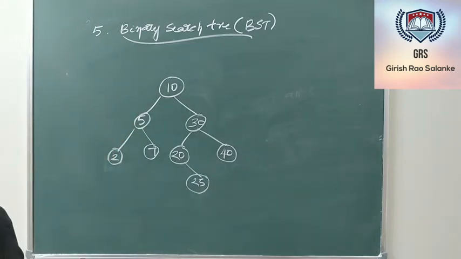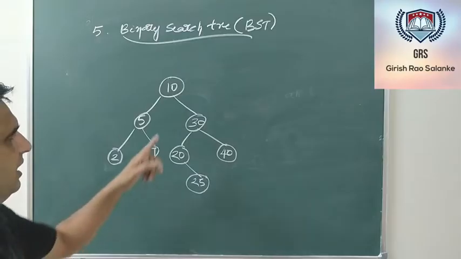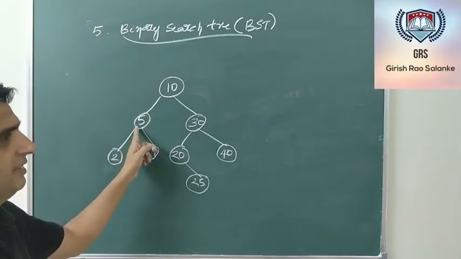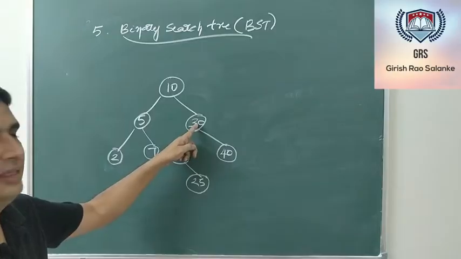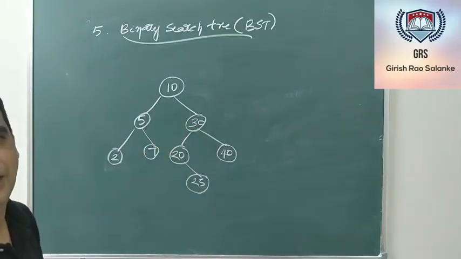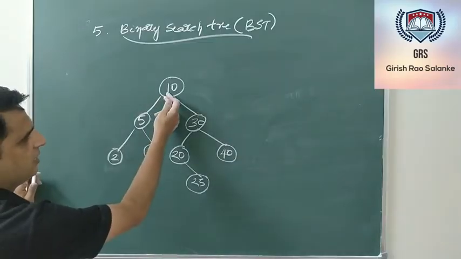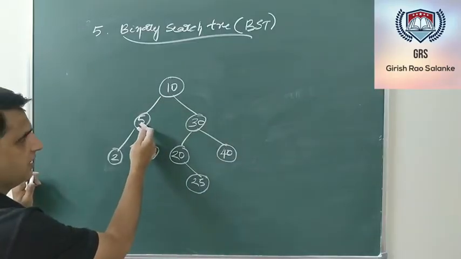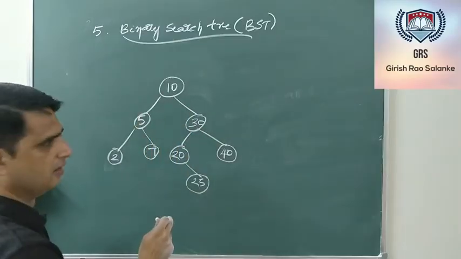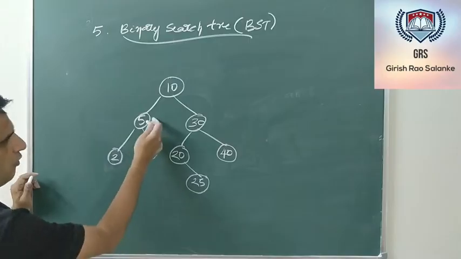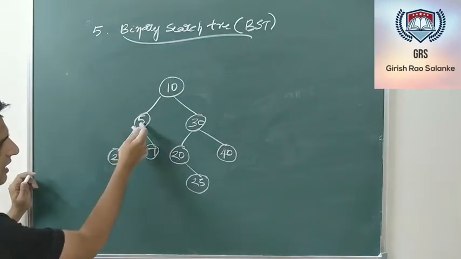A binary search tree is a binary tree in which each node has a property such that its left child is lesser than that particular node and the right child is greater than that particular node. So if I take 10, the left side of 10 is 5, which is lesser than 10. Right side of 10 is 30, which is greater than 10. Now if I take node 5, to the left side of 5, I have 2, which is lesser than 5.